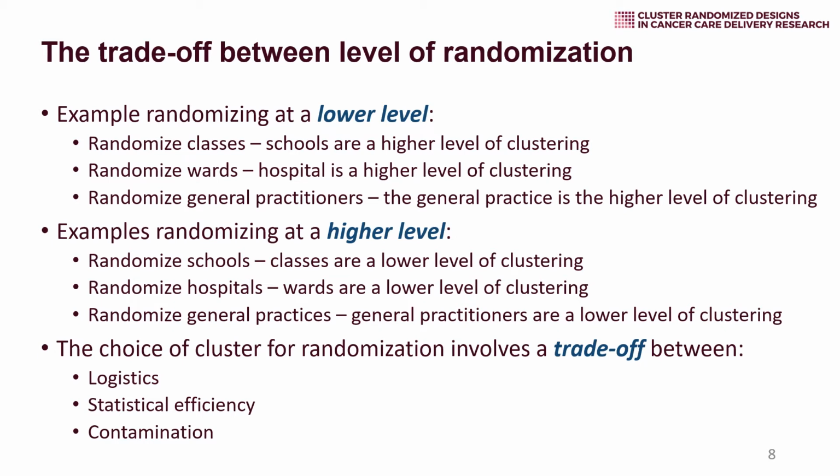Alternatively, we might randomize at a higher level. So we might randomize schools. Classes then represent a lower level of clustering. We might randomize hospitals. Wards then become a lower level of clustering. Or we might randomize general practices. General practitioners then become a lower level of clustering. Now the choice of cluster for randomization typically involves trade-offs between logistics, statistical efficiency, and contamination. And we'll have a look at all of these things over the next few slides.